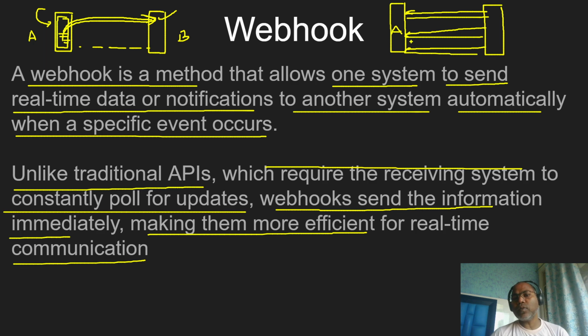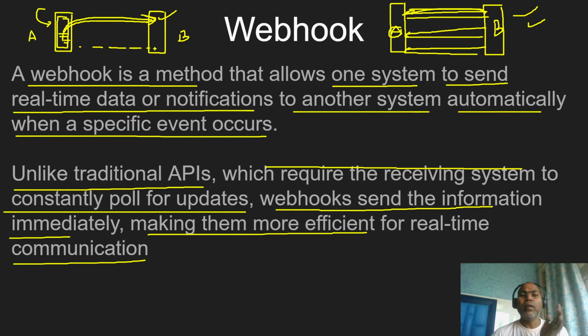So if an event happens, then A will respond. In this approach B is constantly polling, asking a particular endpoint every 1 minute or every 2 minutes, hey, do you have any data for me? If something happens, they are going to respond. If nothing happens during that time, B is unnecessarily using the communication channel.